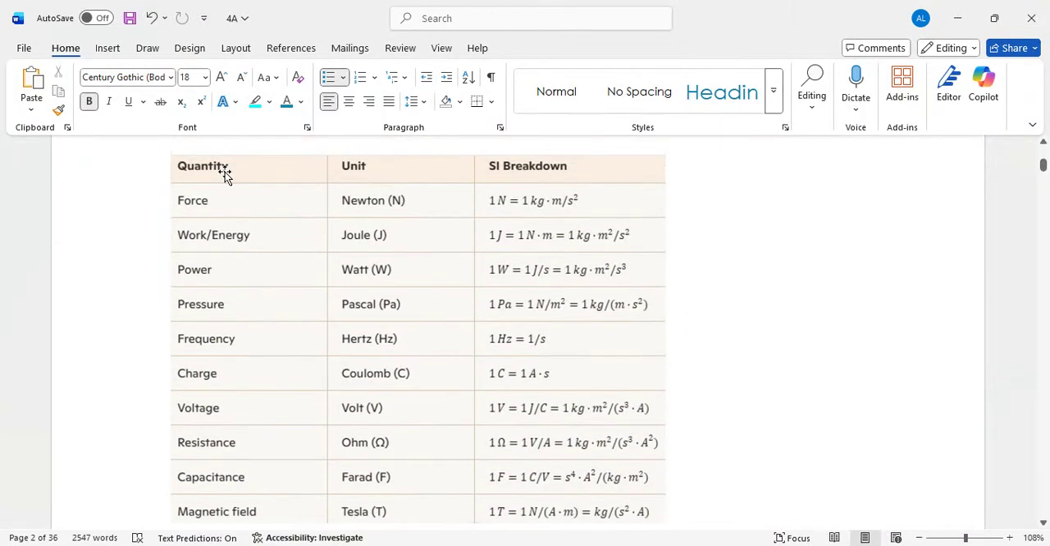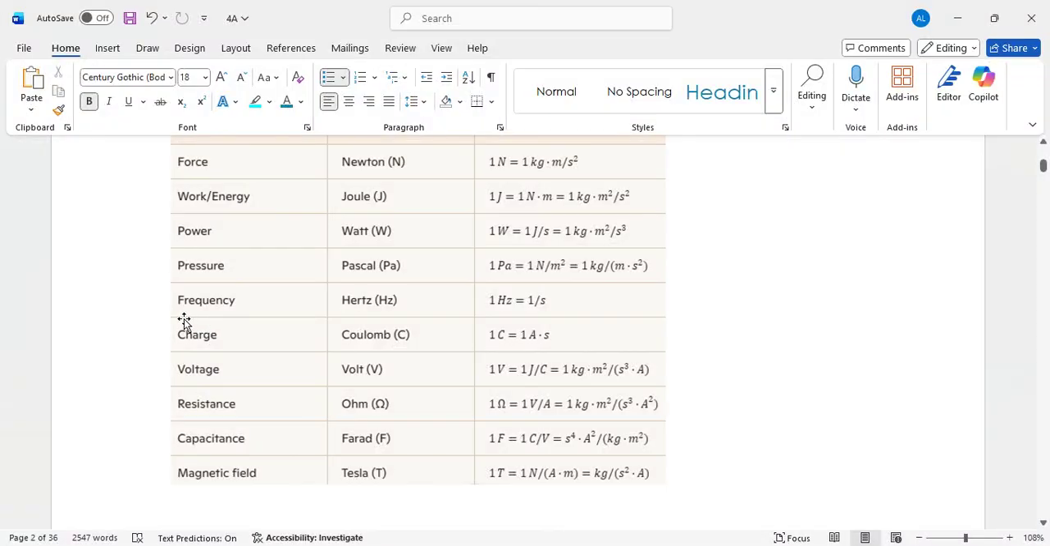For example, the quantity is force, the unit is Newton. The SI breakdown would be 1 Newton is equal to 1 kg times meter per second squared. Work and energy are calculated in joules. So 1 joule is 1 Newton meter, which equals 1 kg times meter squared per second squared. Power is watt, pressure is Pascal. We're going to learn about Pascal's law.